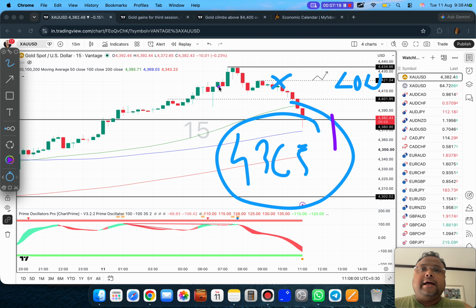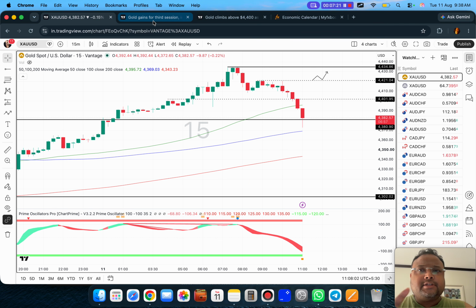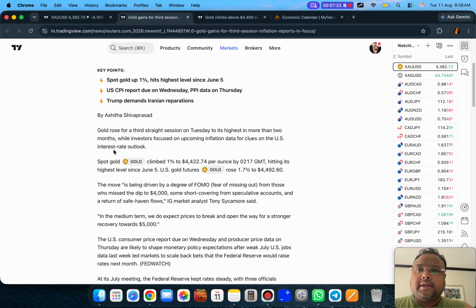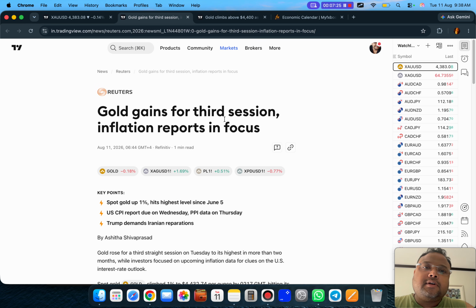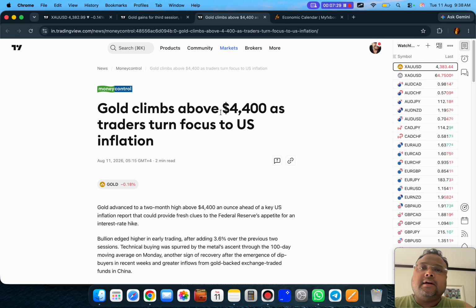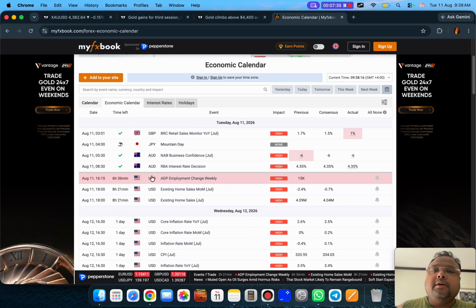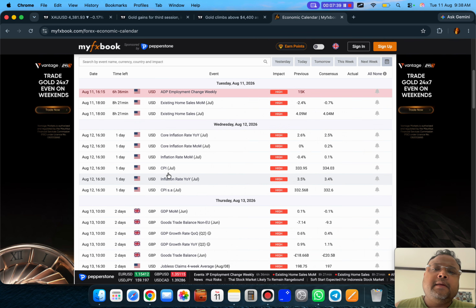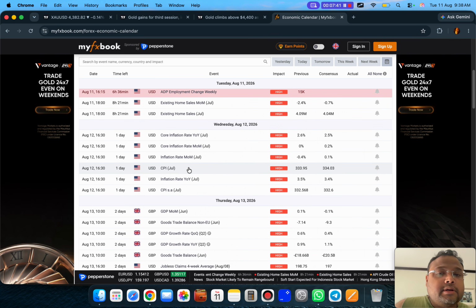And overall the market sentiment is bullish as of now till tomorrow. Because you can see here, gold gains for a third session. Inflation reports in focus. Gold climbs above 4400 as traders turn focus to US inflation. And if you look at the economic calendar, today we have not much major news. But tomorrow is an important day. You can see core inflation, CPI, all are coming up tomorrow. So till tomorrow, we can expect the same market sentiment to dominate.